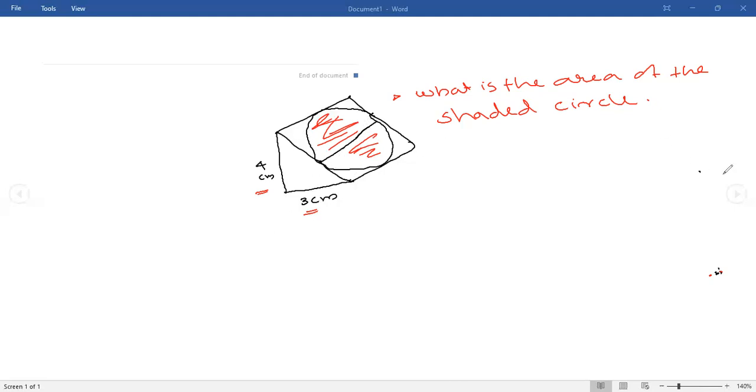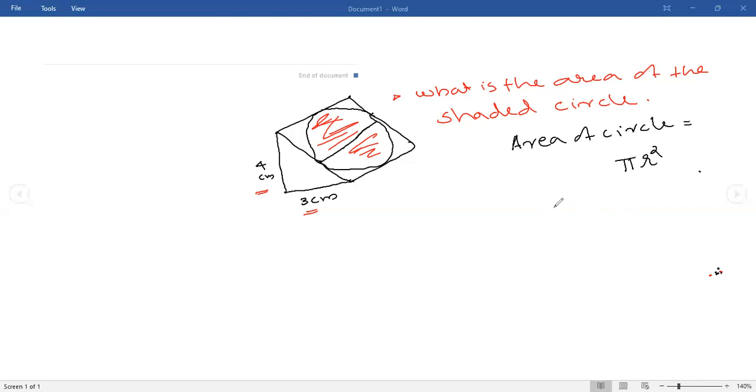We can simply find out the radius of the circle. First of all, what is the area of the shaded circle? That is the question, right? How can we find out the area of a circle? There is an equation for finding the area of a circle, that you have studied from your lower classes. Area of circle is pi r square, isn't it? That is the area of circle.